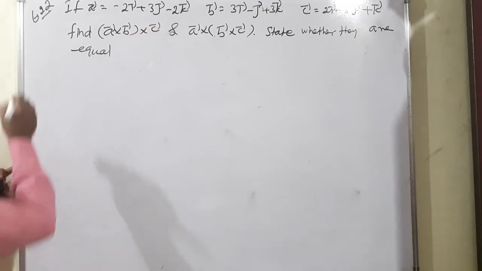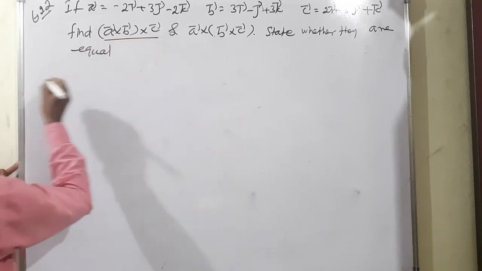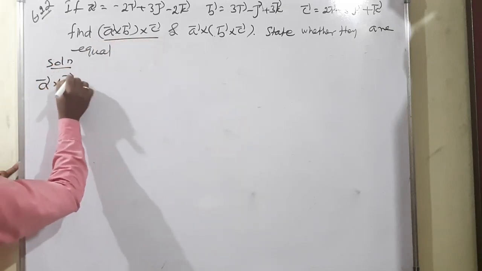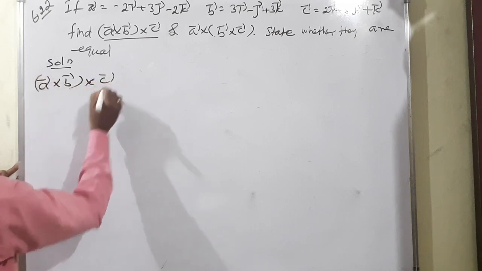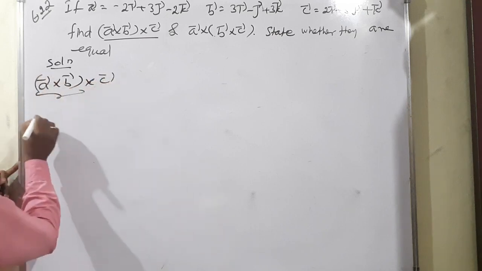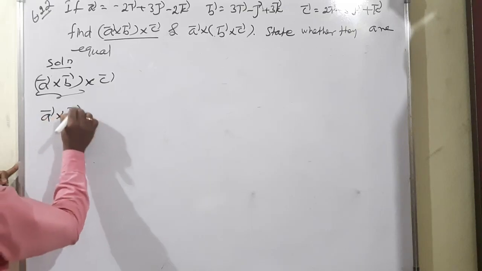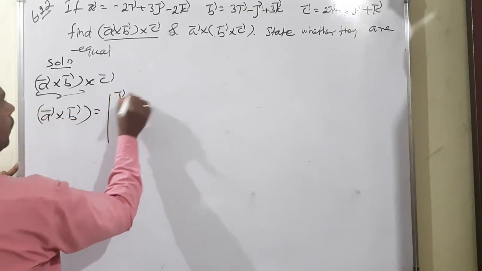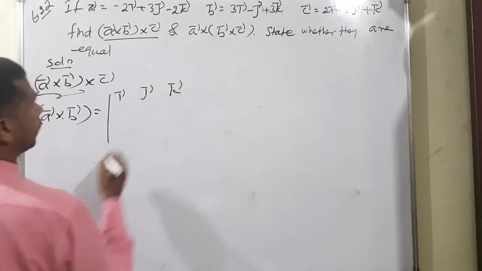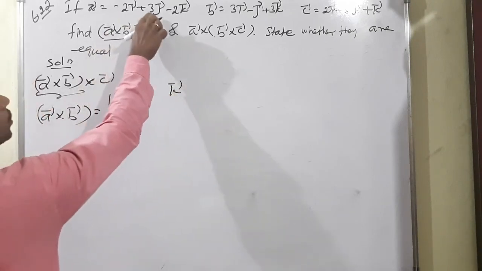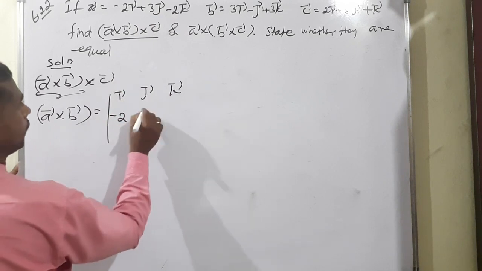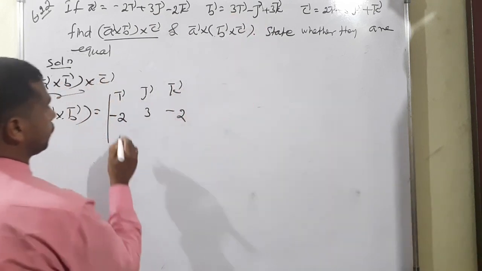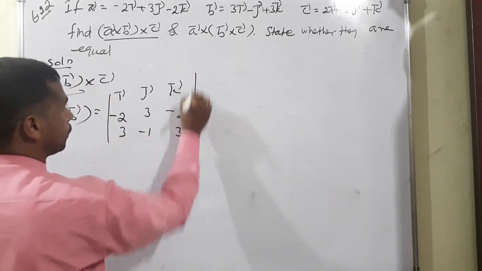Okay. So first solution: a vector cross b vector cross c vector. First we have to find out the bracket term, that is a vector cross b vector, which means determinant: i vector, j vector, k vector. So a vector is equal to minus 2, 3, minus 2. B vector is 3, minus 1, positive 3.